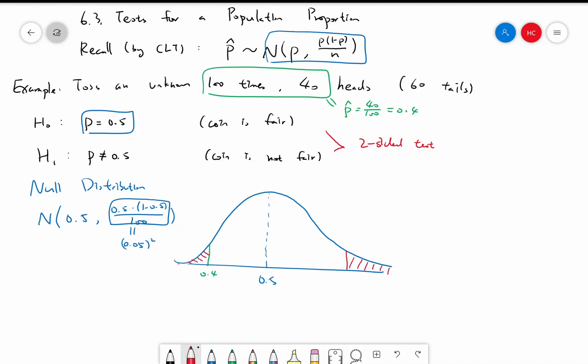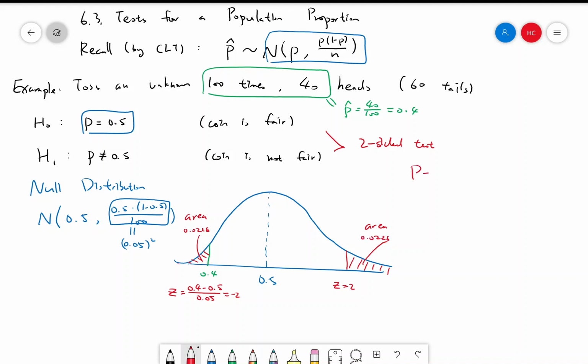So before we calculate the area, we have to first find a z-value. So to calculate the z-value, we subtract the mean divided by the standard deviation. So this is -2. So for the other tail, z is equal to 2. So now if we look at the z table, each of the tails has area 0.0228.